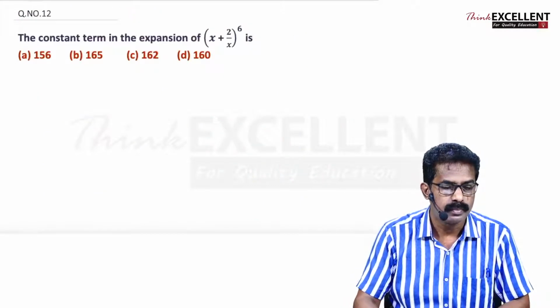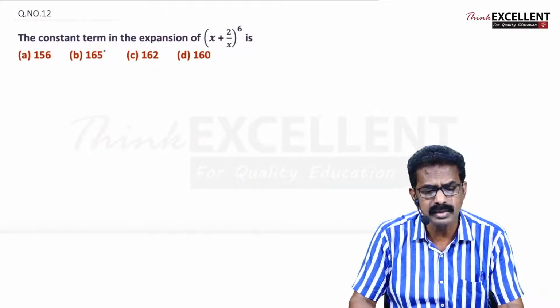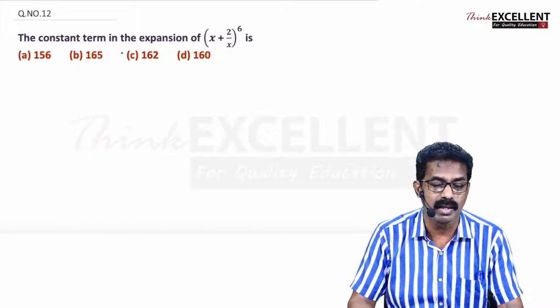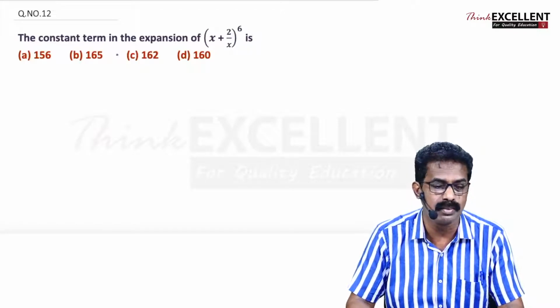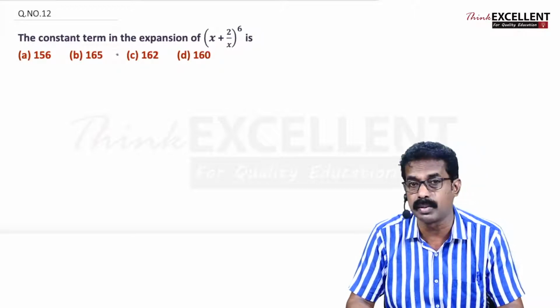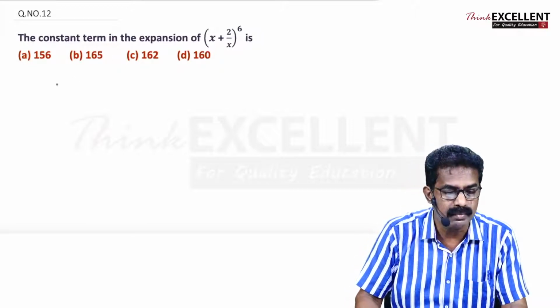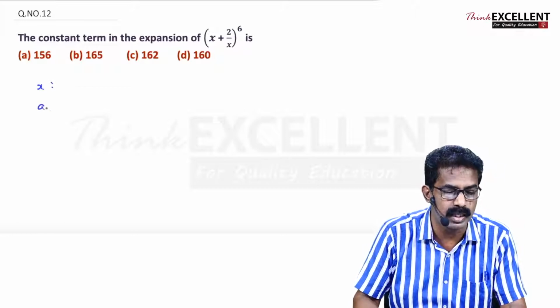Question number 12. The constant term, that is the term independent of x. Earlier we did x cube, equate the power with 3. But now for the term independent of x or constant term, equate the power with 0. So compare with the standard form, x plus a raised to n. X is x only, a is 2 by x, n is 6.